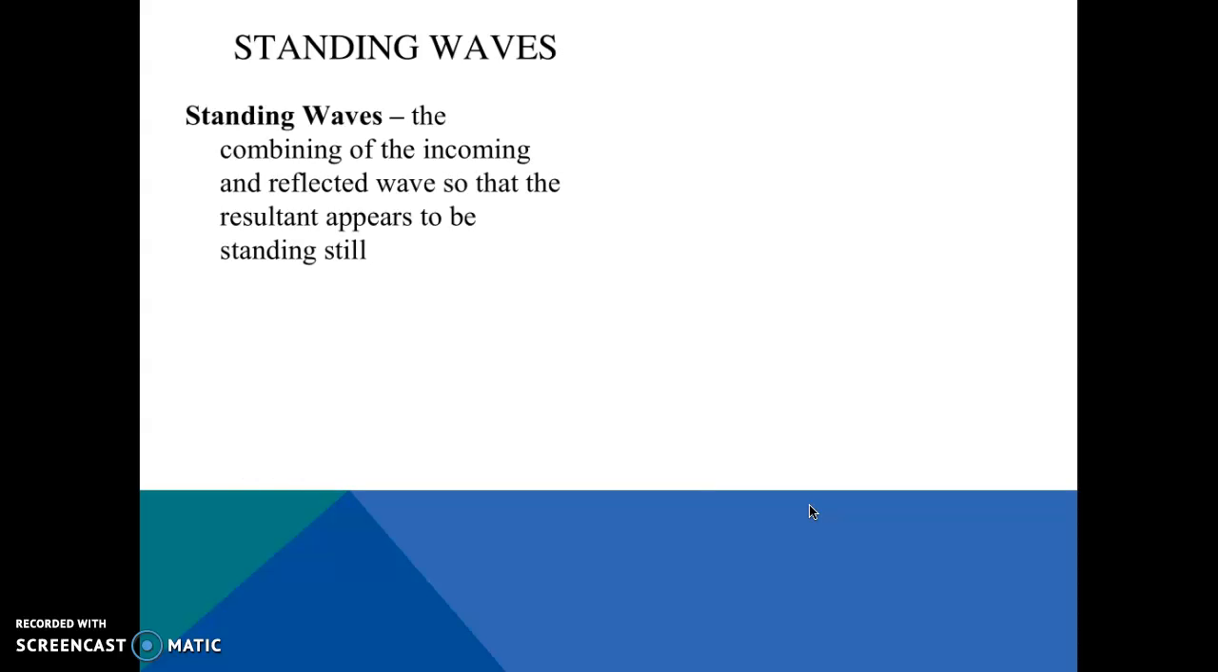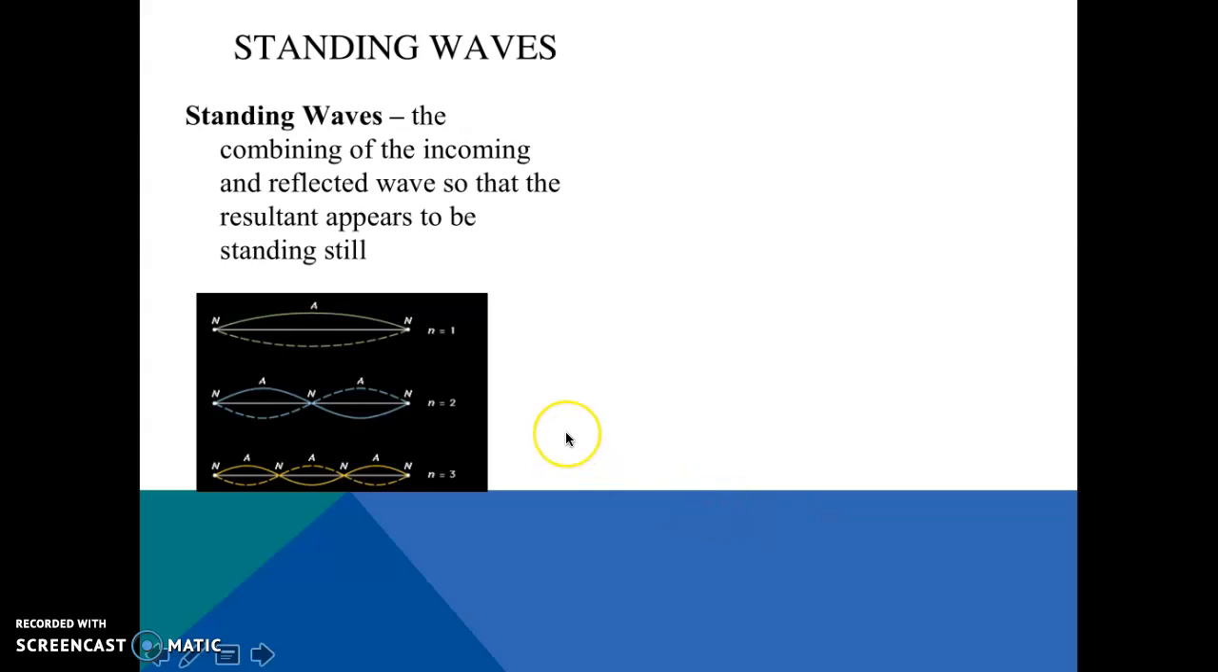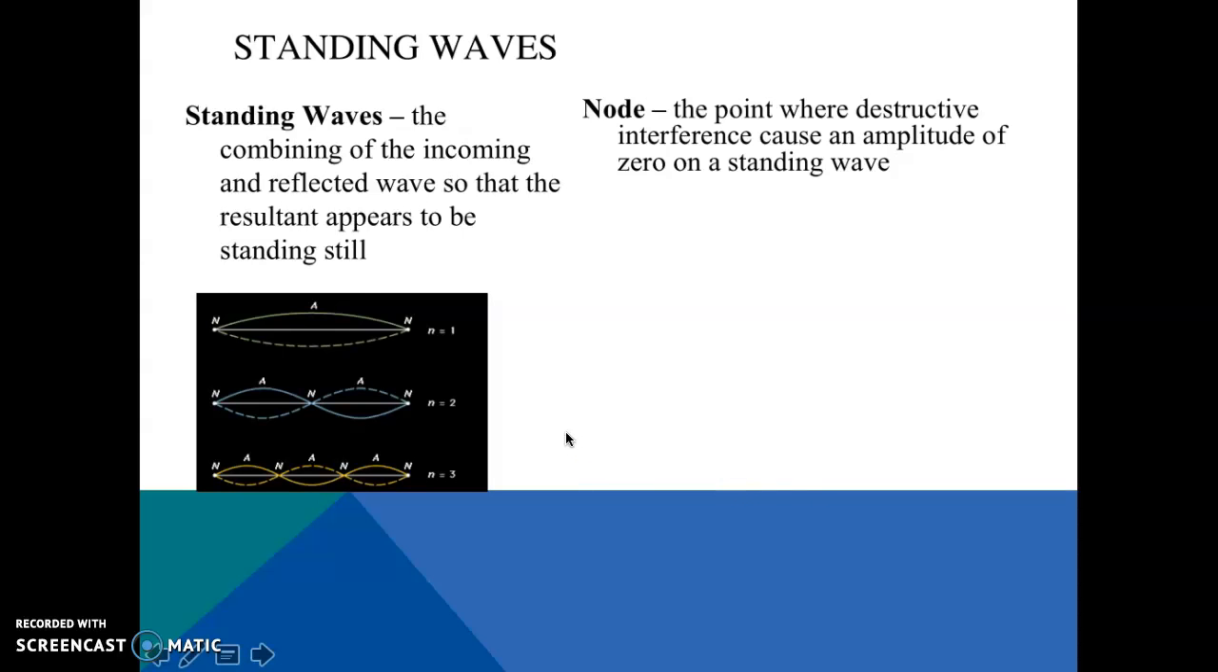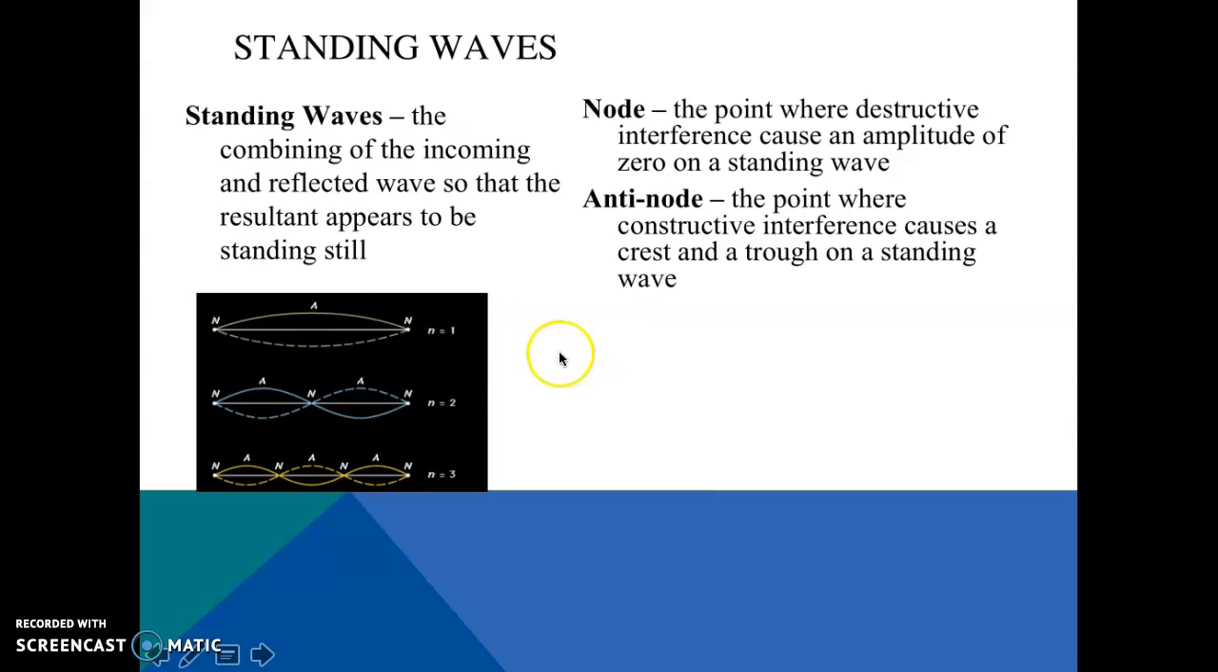Next, we're going to talk about standing waves. Briefly, standing waves is the combining of the incoming and reflective waves so that the resultant appears to be standing still. So each of these have nodes and antinodes. Node is what is a capital N here, and it is the point where destructive interferences cause an amplitude of 0 on a standing wave. So notice here, there is no amplitude, and that is a node. That's how I remember it. No amplitude is a node versus amplitude is an antinode.